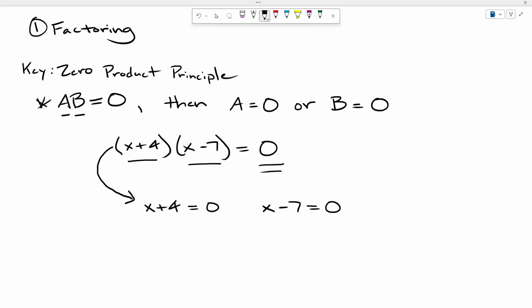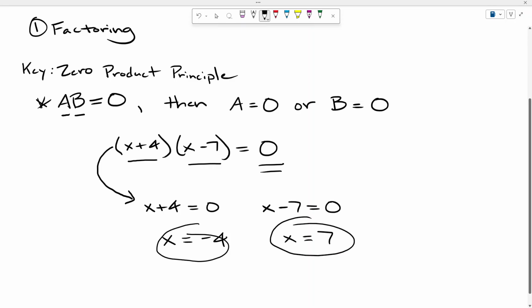So essentially what the zero product principle allows us to do is go from here to here in order to solve and figure out what our solutions are. So obviously if we solve both of these, if we subtract the 4 over, then we have x equal to -4, and then add the 7, we have x equal to 7. So in this case, we would have two solutions by applying that principle. So again, if you just remember, that's the basic of what it's allowing us to do, provided that, again, we have 0 on the right side.